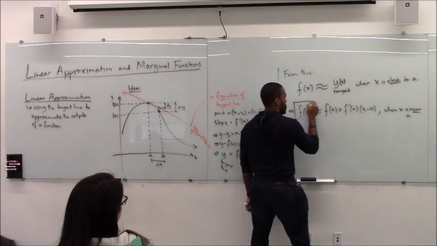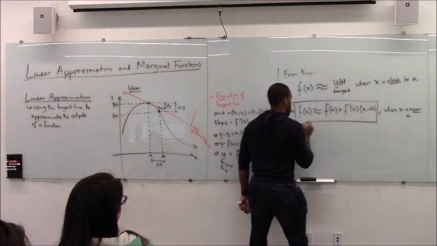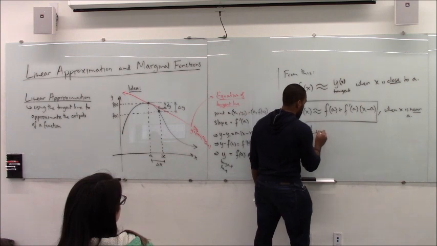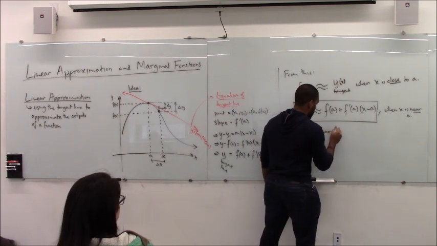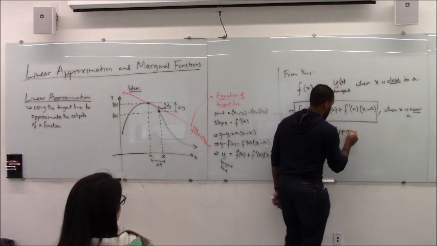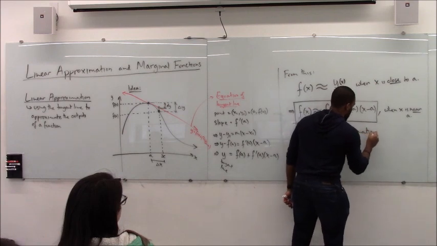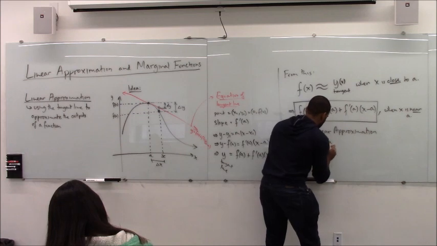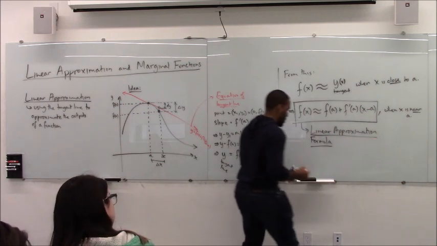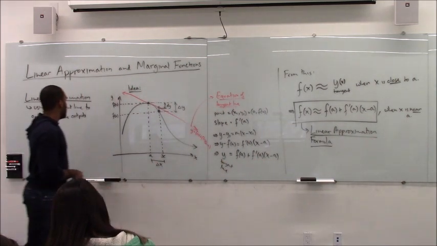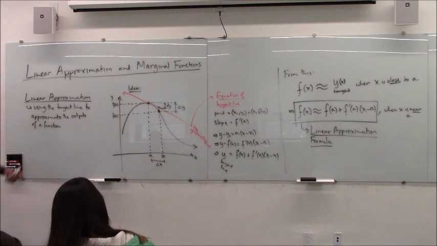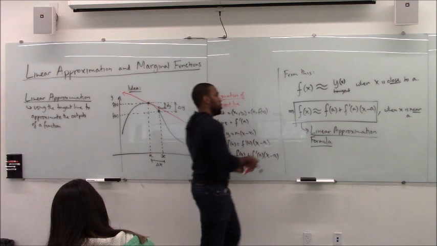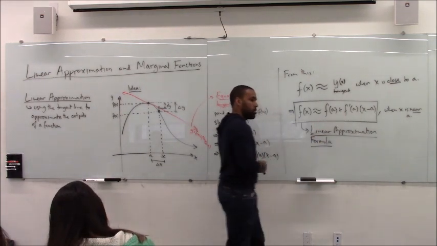This is an important formula. It's called the linear approximation formula. That's where the title comes from. Linear approximation is using the tangent line to approximate what a function is doing, and to do so, we use this actual formula.